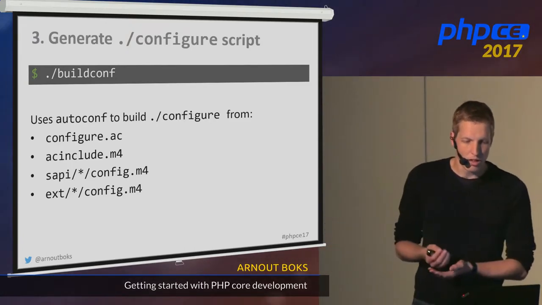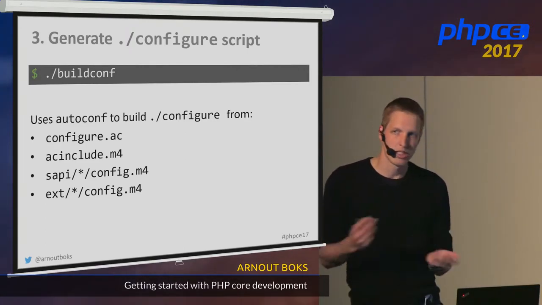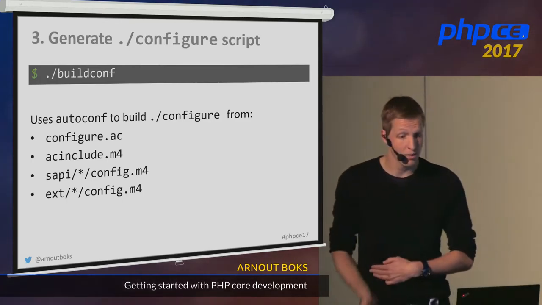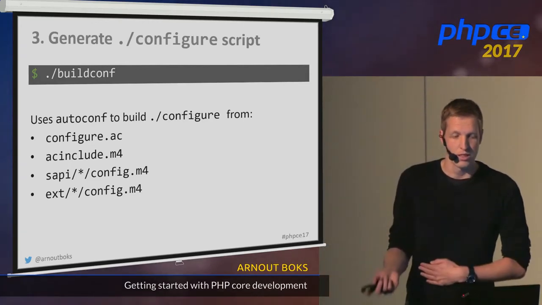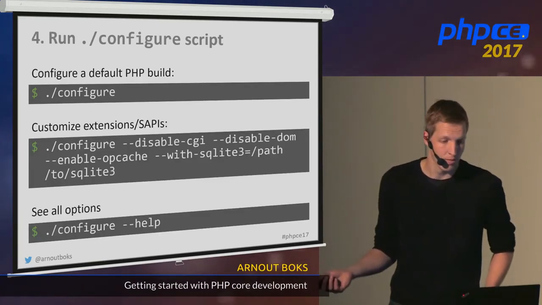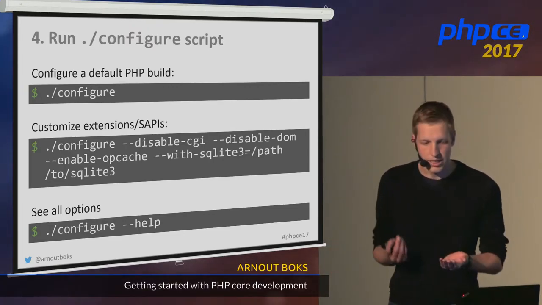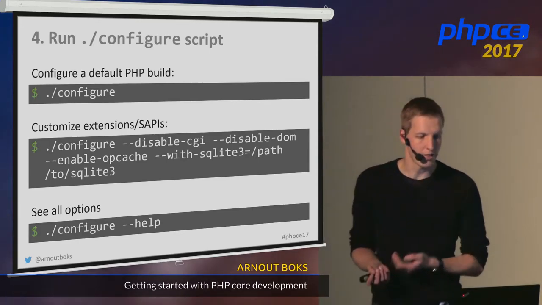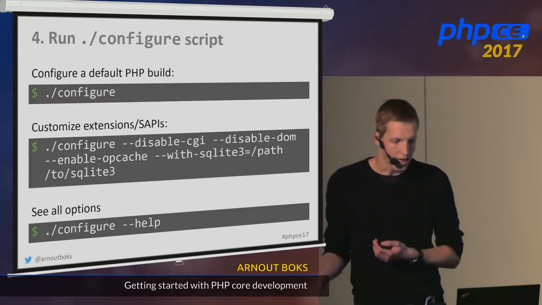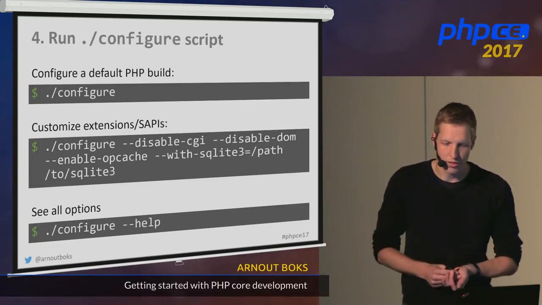And in the background, buildconf uses M4 macros, the kind of templates Sebastian Bergmann told you that he doesn't want anyone to have to work with. PHP does. And it builds a configure script from these files. And if you've done that, you can just configure PHP, either using default build settings or you can customize it. You can say which extensions you want. So, for example, you can disable the DOM extension and disable the CGI server API, but you can enable opcache and give a different path to SQLite3 because you use a custom library for that.